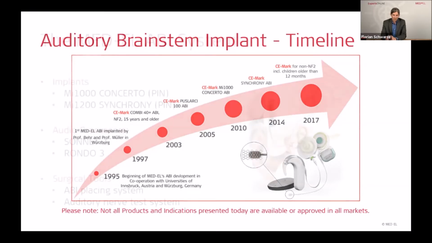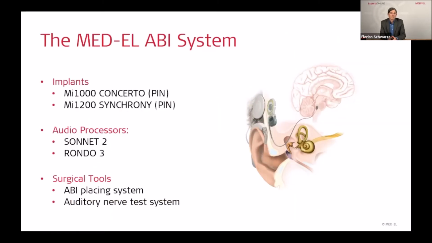So the MED-EL ABI system works by bypassing all structures of the inner ear and the auditory nerve, and it directly stimulates the cochlear nucleus of the brainstem. So far, I think we are all on the same level.